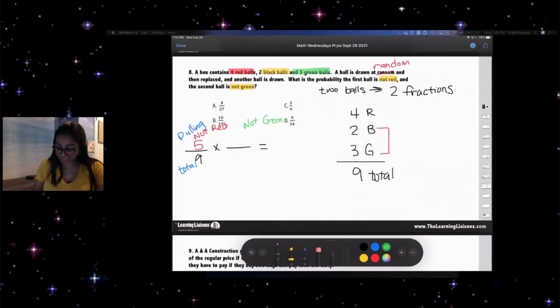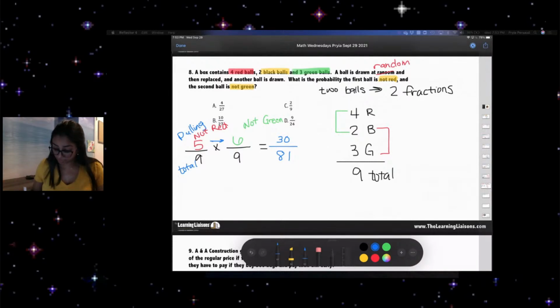So if it's not green, then it must be red or black. So 4 and 2 will give me 6. Remember, I still have the same amount of balls in the bag. And in order to solve this, we multiply straight across. 5 times 6, 9 times 9. Well, 30 over 81 is not an answer choice.